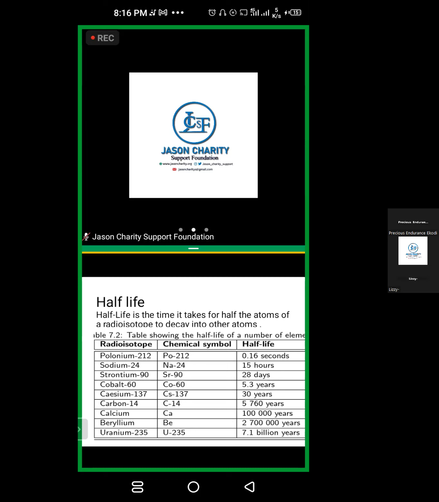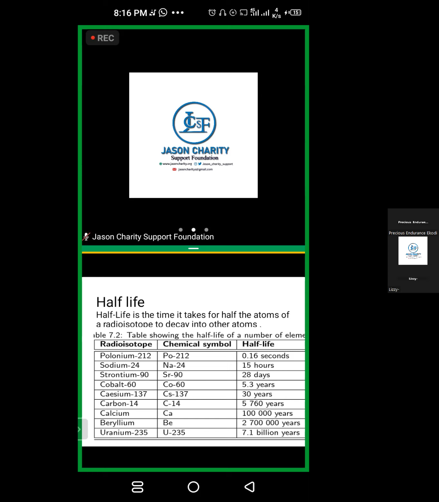Say you have sodium 24. For those of you that really studied the periodic table, you would know that the normal sodium has an atomic mass of 23. But this radioactive sodium here has an atomic mass of 24. Now, the half-life of this is 15 hours. And what does that mean? That means for every 15 hours, this sodium 24 will divide to half its normal size.